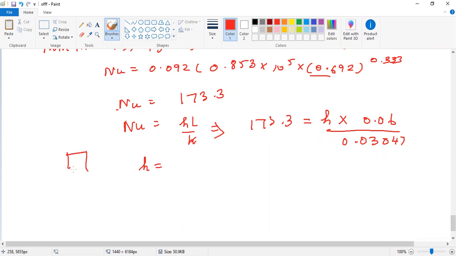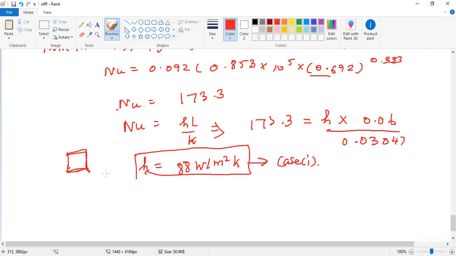Case one means the flow over the square tube section, with a side length of 6 centimeters. So the heat transfer coefficient h is equal to 88 watt per meter square Kelvin. This is the result for case one.